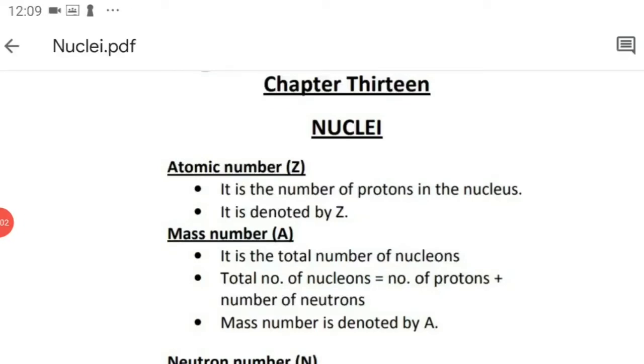Welcome to the new chapter, chapter 13, Nuclei. We have already discussed the structure of the atom in chapter 12. An atom consists of a nucleus at the center, and around the nucleus electrons are revolving in different orbits. Now, the size of the nucleus is very small compared to the size of the atom.